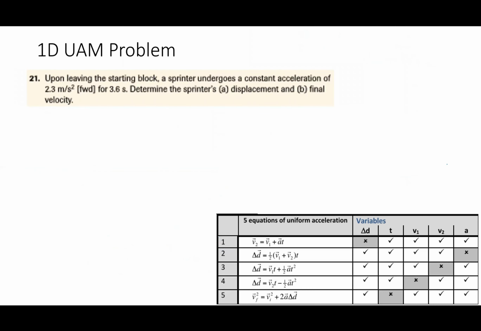So let's take a look at another problem here. Once again, if I show you some samples, I really want you to pick up a few things from these samples, specifically how I organize these questions. And you're going to have to get used to doing that as well. Okay, so let's take a look at another one-dimensional uniformly accelerated motion problem.